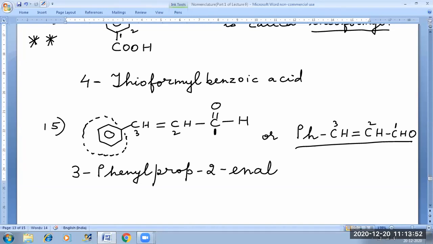So 3-phenyl, prop because there are 3 carbon atoms in the main chain, prop-2-en, the double bond position is indicated, that is this one. At the second carbon you have a double bond. So prop-2-enal.